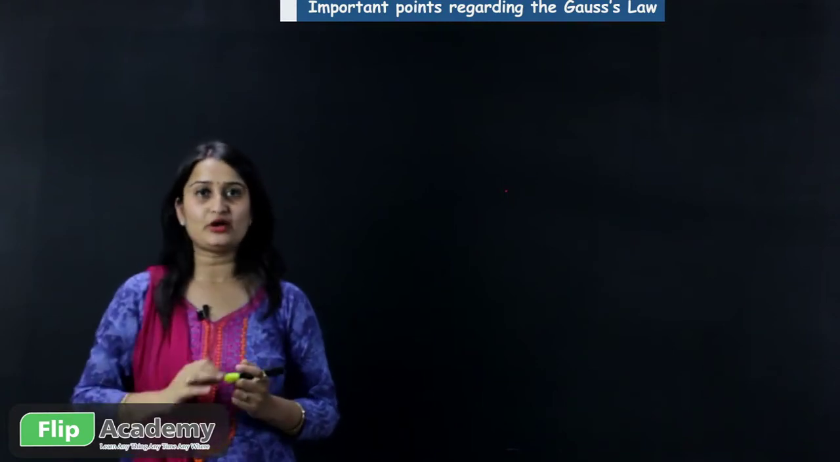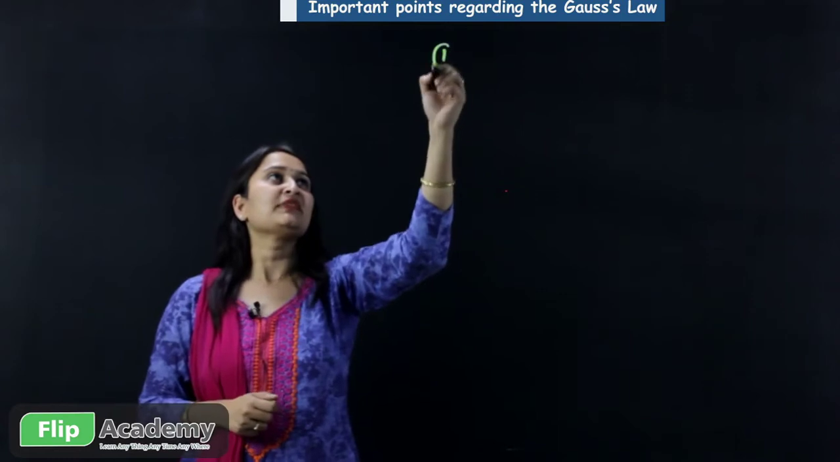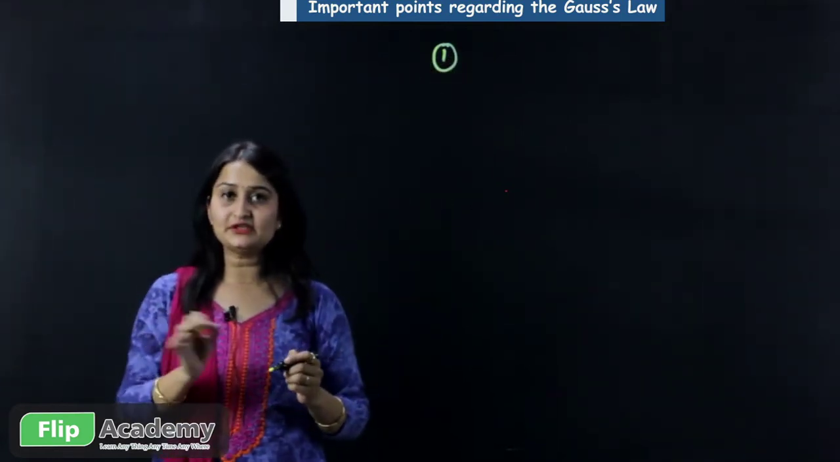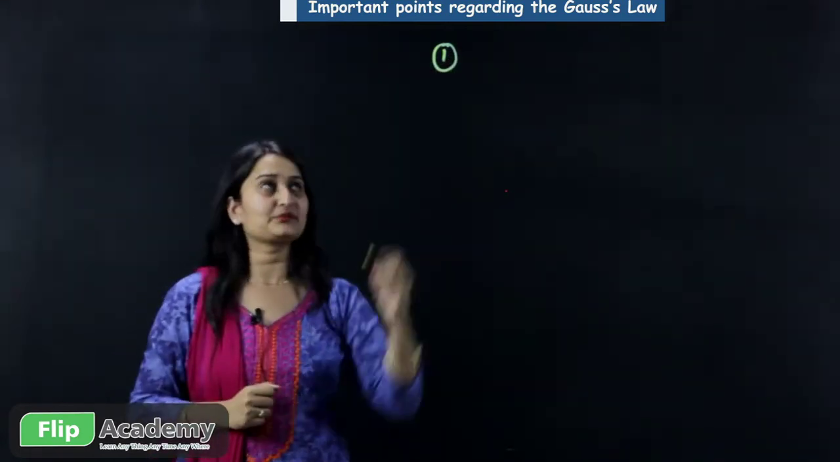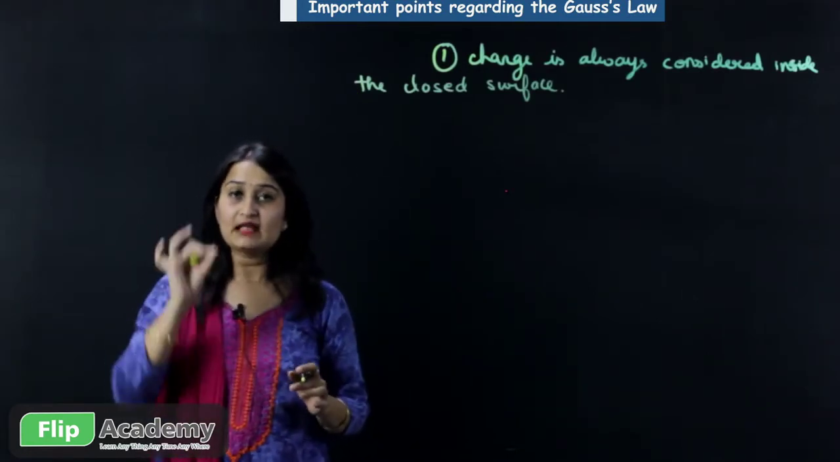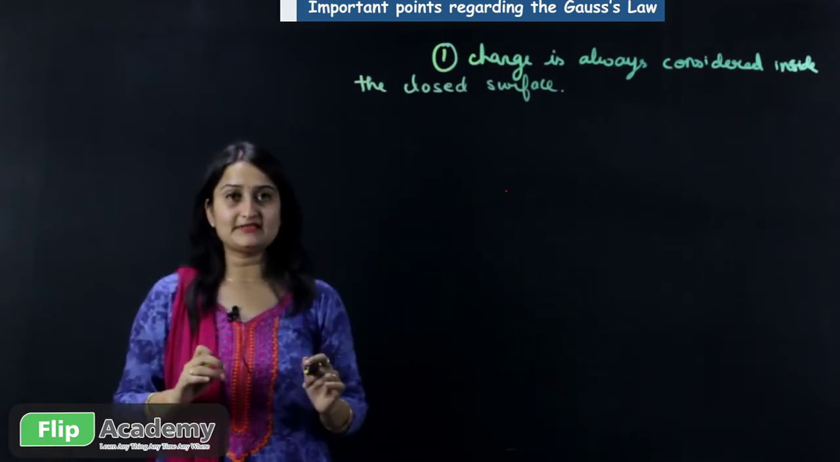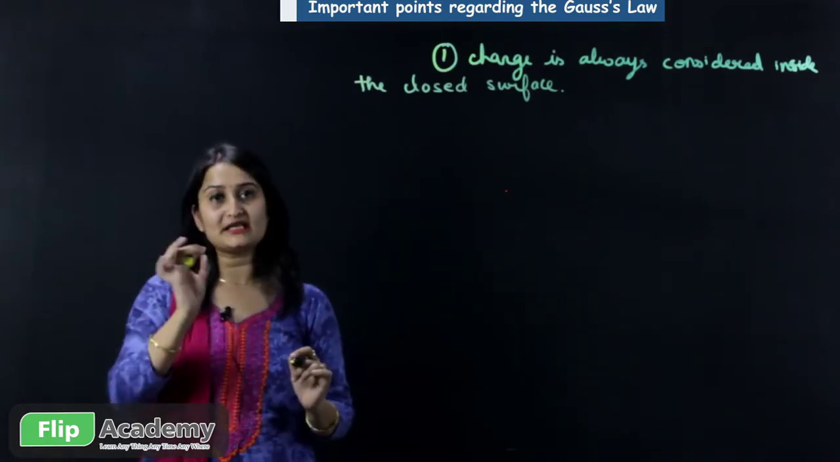Now after studying about the Gauss law, let's see some important points related to the Gauss law. The first very important point is that the charge is always considered inside the closed surface. About this point we have already discussed, that is when the charge is placed outside then the total flux is 0. When the charge is placed inside, only in that condition the Gauss law is applicable.